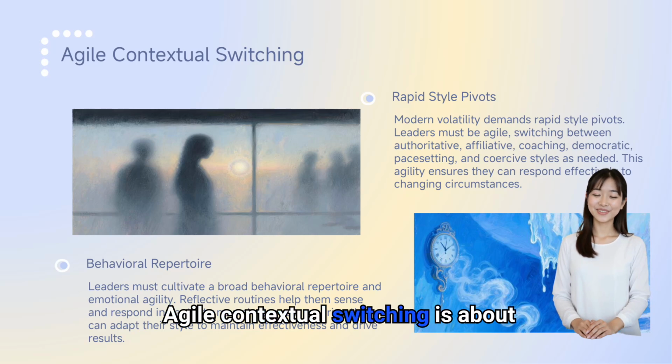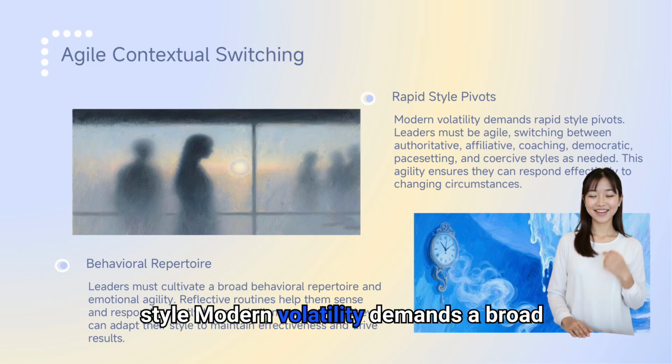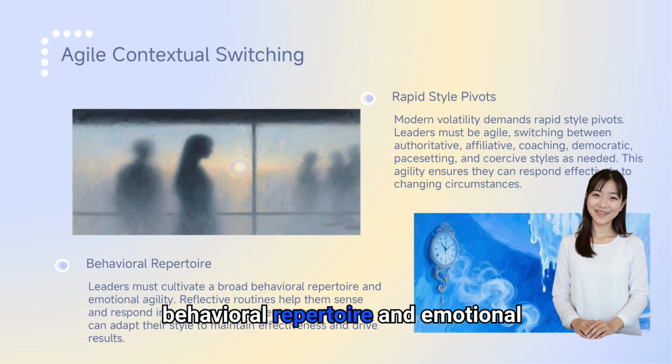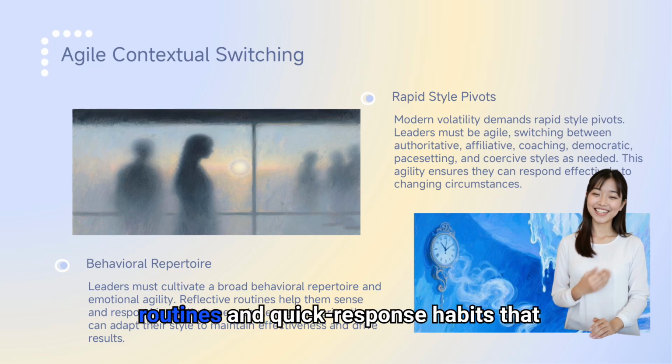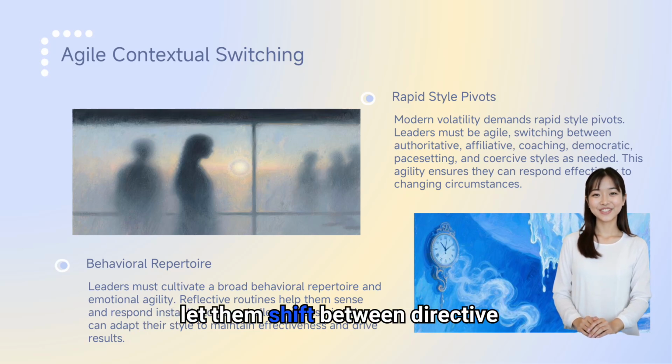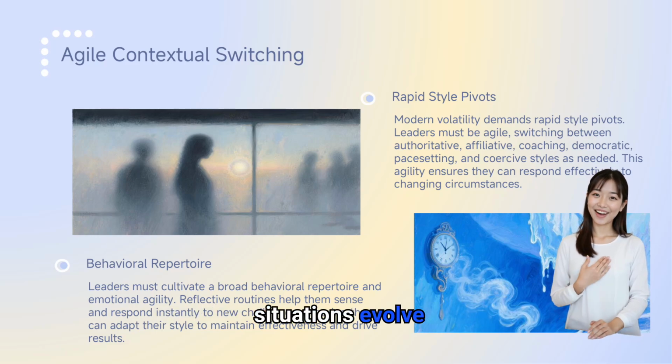Agile contextual switching is about rapid, deliberate pivots in leadership style. Modern volatility demands a broad behavioral repertoire and emotional agility, so leaders cultivate reflective routines and quick response habits that let them shift between directive, coaching, and collaborative modes as situations evolve.